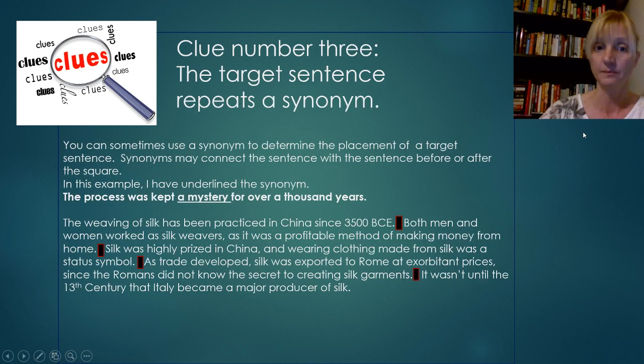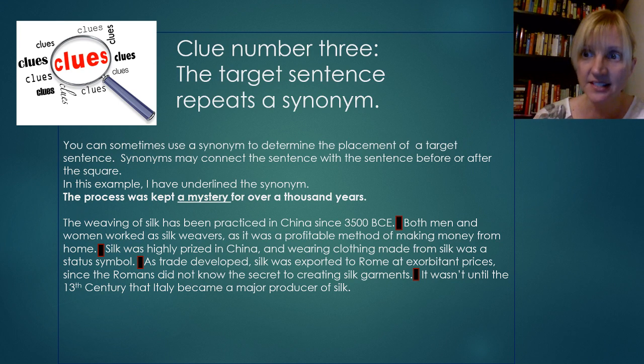Okay, let's move on. Now, sometimes the target sentence repeats a synonym in the passage, and you can use that to connect it to the sentence before or after. So synonyms often offer us connections. So this is another reason you need a good vocabulary.